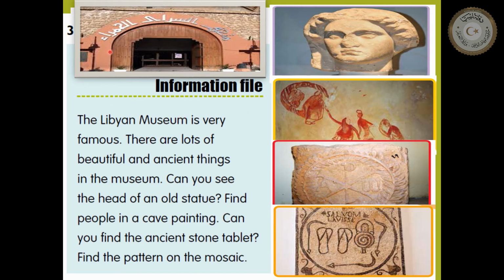Excellent. This is the Libyan Museum. There are lots of beautiful and ancient things in the museum. So can you see different things here? Can you see the head of an old statue? Find people in a cave painting. Can you find the ancient stone tablet? And the last thing, find the pattern on the mosaic.